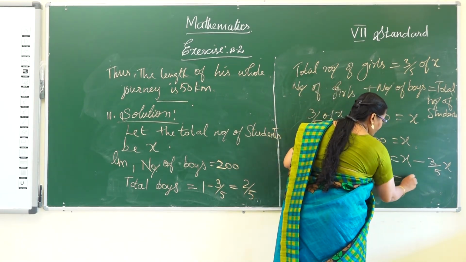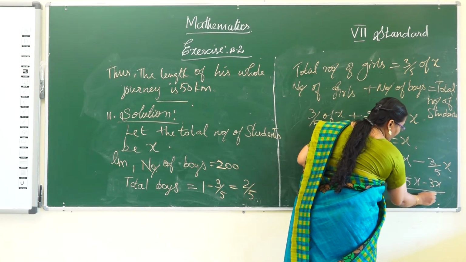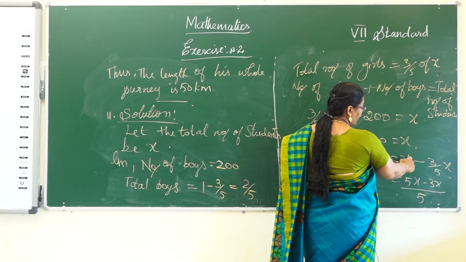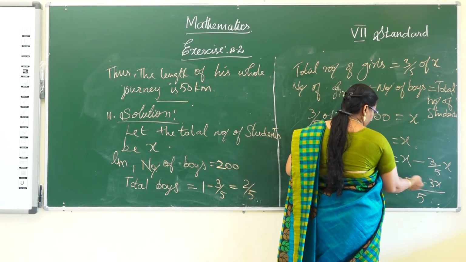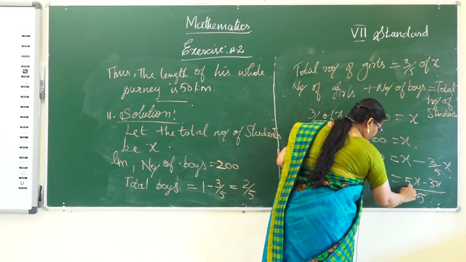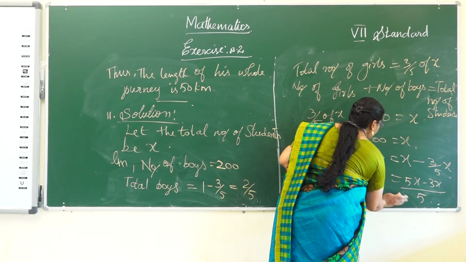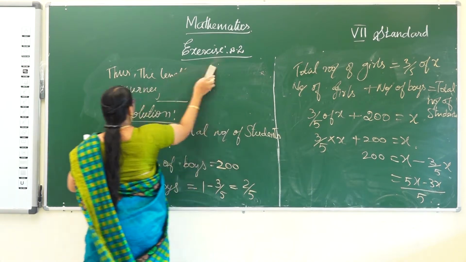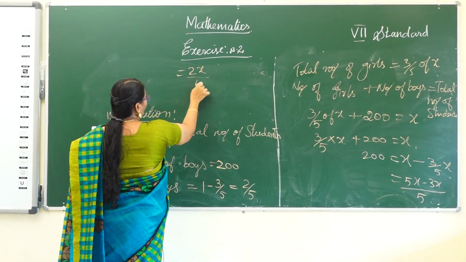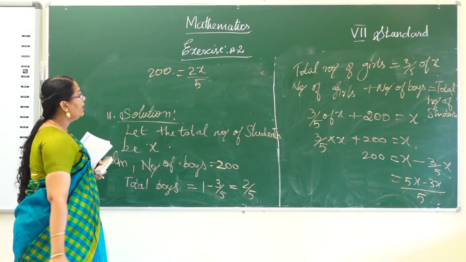So 5x minus 3x by 5. LCM is 5, so numerator and denominator multiplied by 5. So 5x minus 3x divided by 5. So subtracting 5x minus 3x, 2x by 5. Okay, I will write that side. 2x by 5. Here already 200, already in this side 200.